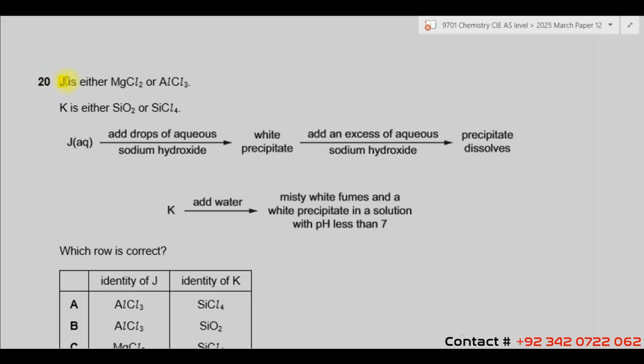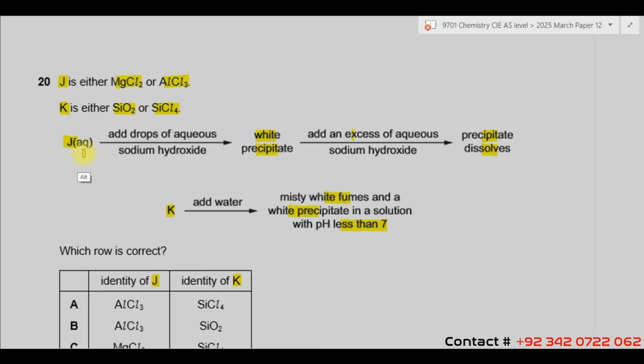Question 20. J is either magnesium chloride or aluminum chloride. K is either silicon dioxide or SiCl4. J, when we add drops of aqueous sodium hydroxide, forms a white precipitate, and when we add excess, this precipitate dissolves. In K, if we add water, it forms misty white fumes and white precipitate, and a solution that has pH less than 7, so acidic solution. We have to identify J and identify K among these four.